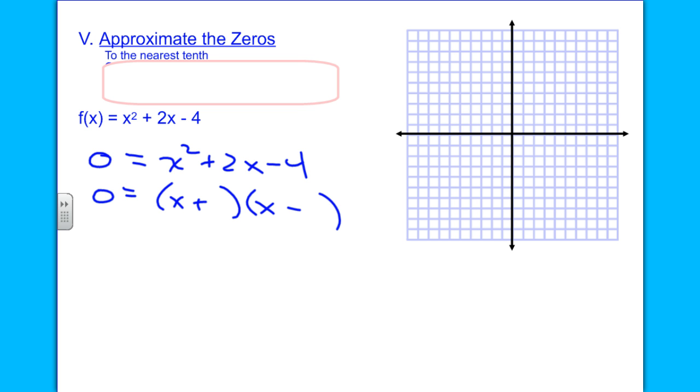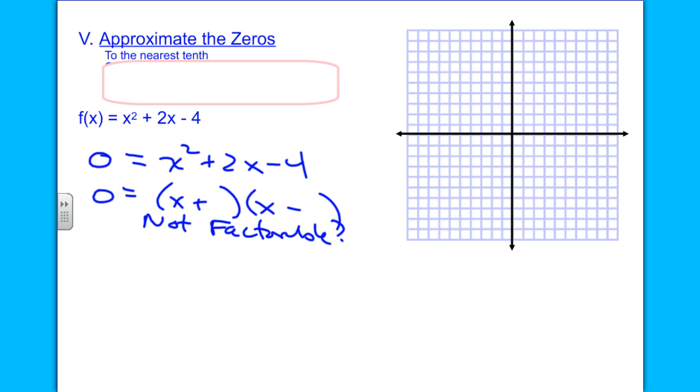Wait a minute. No, we don't call this no solution. We call this unfactorable. Can you say that? Okay, so we can't factor. Not factorable. So how can I graph?